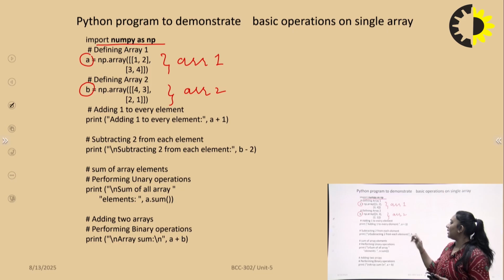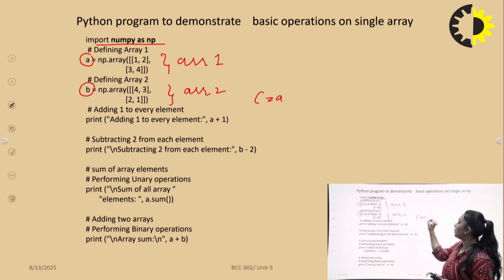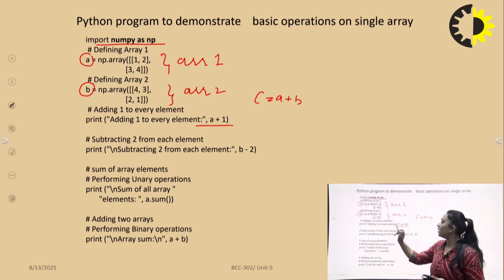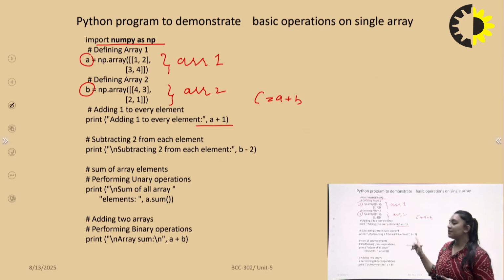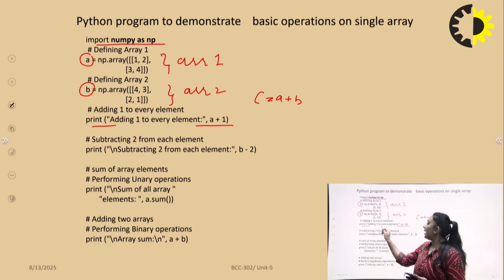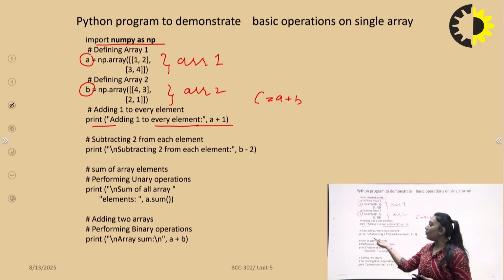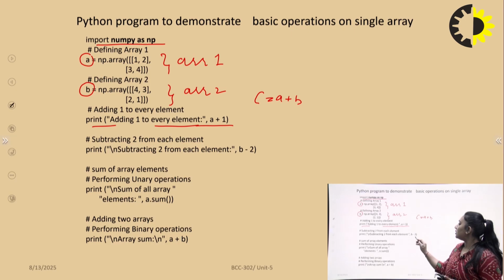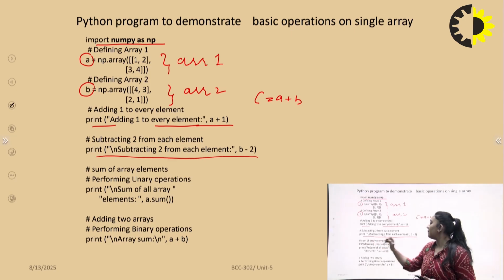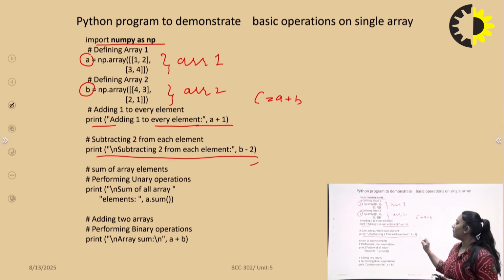You can add elements by using c = a + b, or you can use a + 1, printing the element, adding one to every element. And if you want to subtract, all you need is b - 1, addressing the value of b - 1.